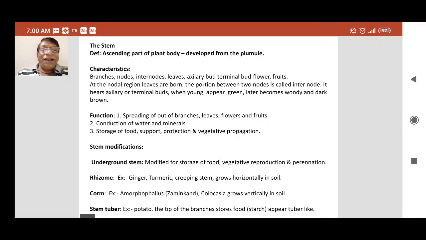What are the characteristics of stem? ನಾವು ನೋಡಿದ ತಕ್ಷಣ ಸ್ಟೆಮ್ಮು ರೂಟು ಅಂತ ಕಂಡುಹಿಡಿಬೇಕು. ಯಾವ ಥರ ಕಂಡುಹಿಡಿಯೋದು? As I told you, the stem is always or normally or generally found above the soil.